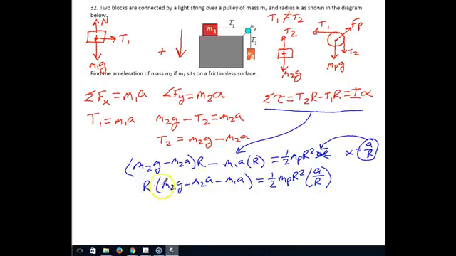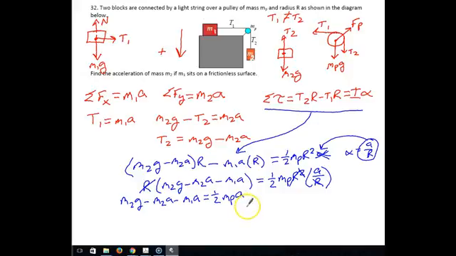All right, so we've got a lot going on. We've got an R on this side, we have an R squared on the top and an R on the bottom. So if we get rid of the R squared and that R, we can then also cross off this R and this R. So now we've eliminated all the R's. Let's write out our equation: m2g minus m2a minus m1a is equal to 1/2 mass of the pulley times a.